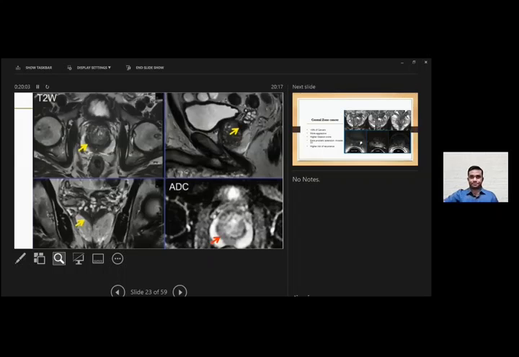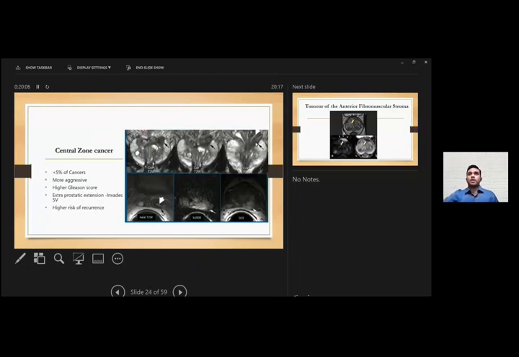However, it is now recognized that the central zone can also have malignancies. For example, as in this case, these are the coronal T2 weighted images where we can see there is a diffuse marked T2 hypointense area within the left side of the central zone. There is asymmetry between the central zones, and this asymmetry is extending and infiltrating into the seminal vesicles.